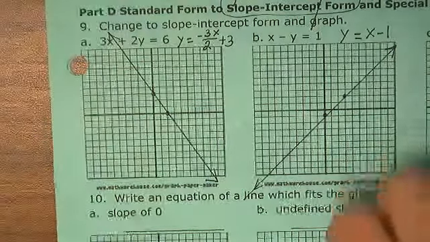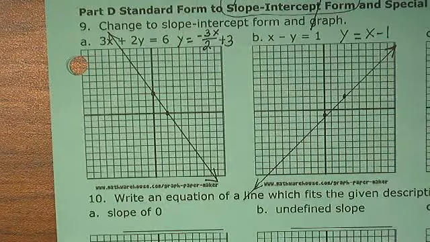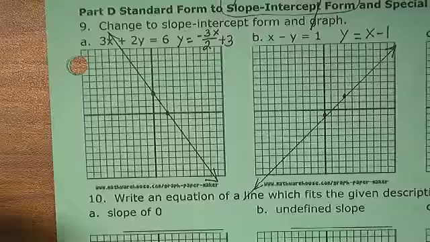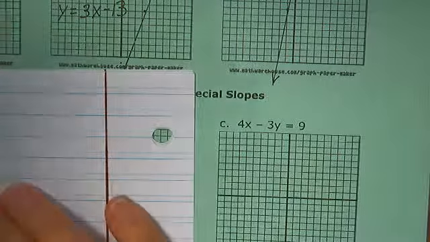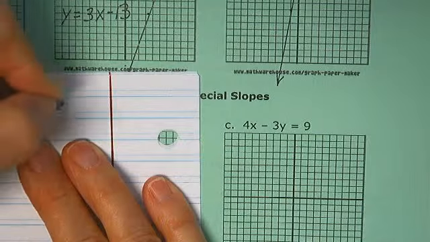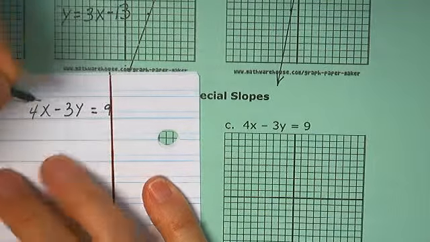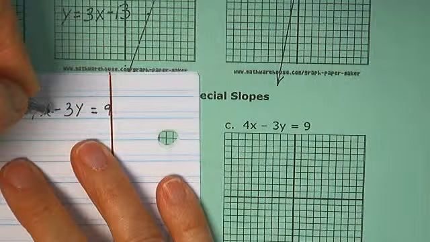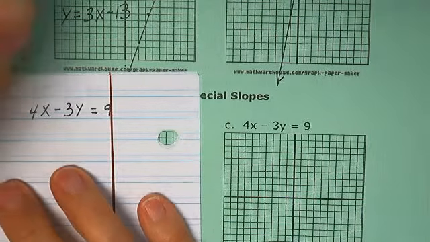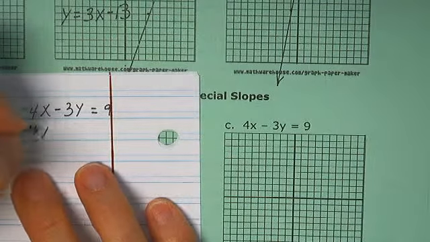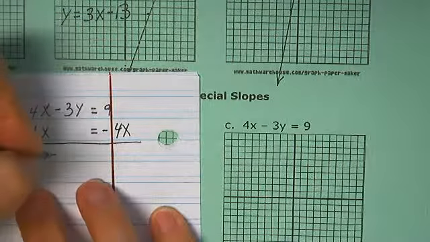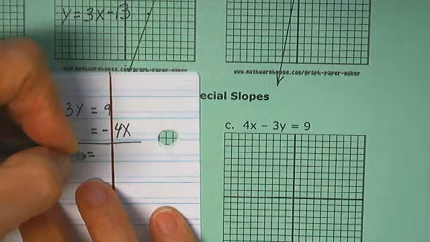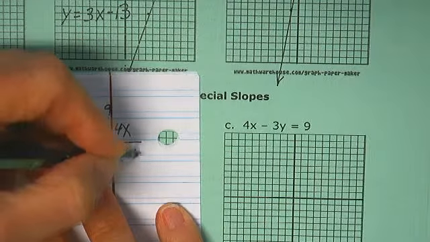Third example. For 4x minus 3y equals 9, I want y all by itself, so I think I shall subtract 4x from each side. That is going to give me negative 3y equals negative 4x plus 9.